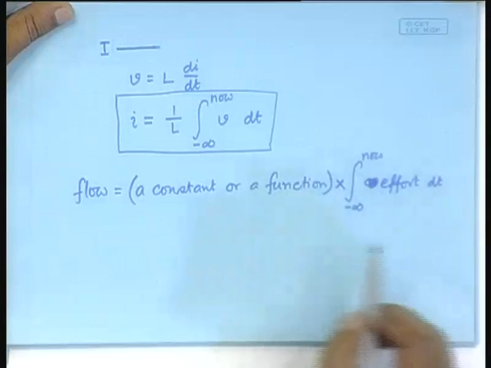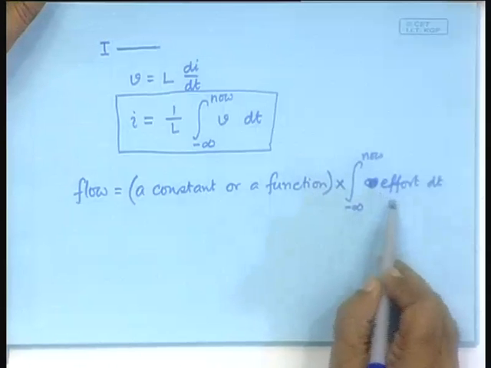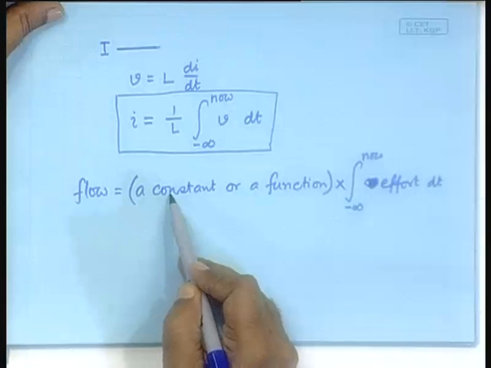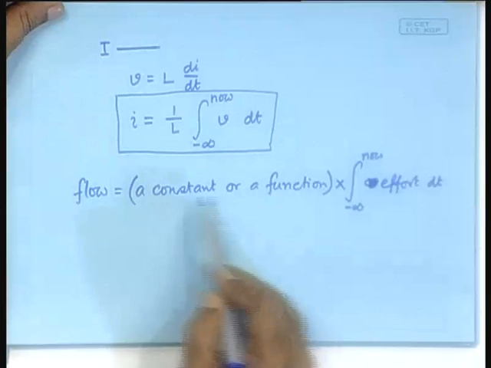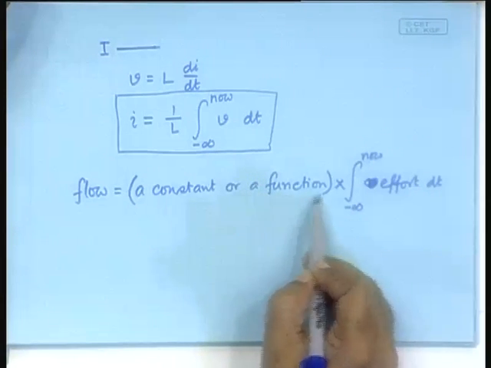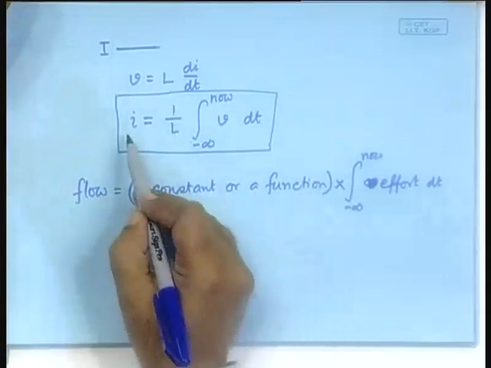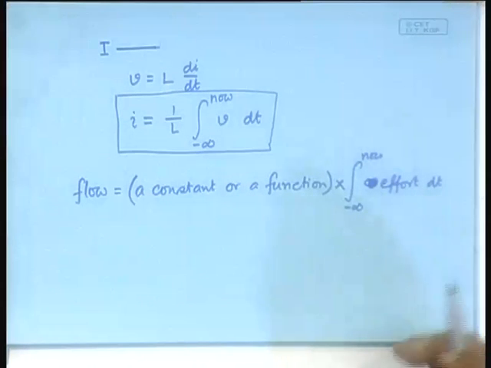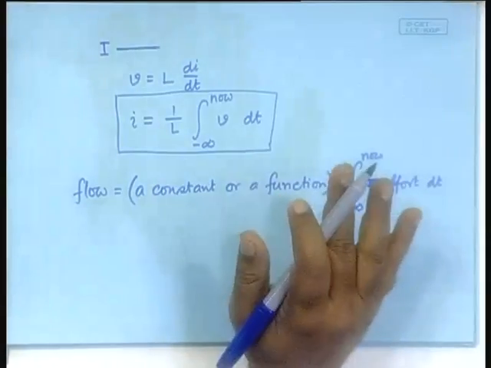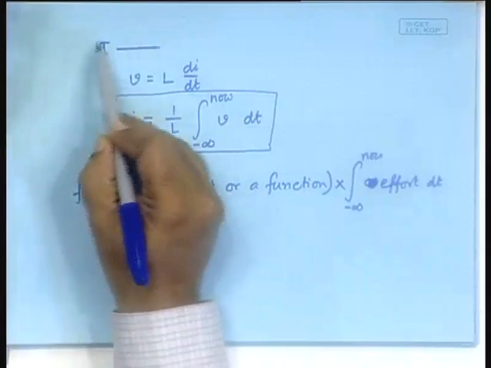Okay. So, this is the character: effort is an integrated quantity, with a constant or a function. If the inductance is constant, then it is a constant, but it could also be a function of the current flowing through it, as happens when there is saturation. So, it could be some L, a function of I, there is no problem about it. Whenever this relationship holds, we call that an inertial element, and it is represented by this.